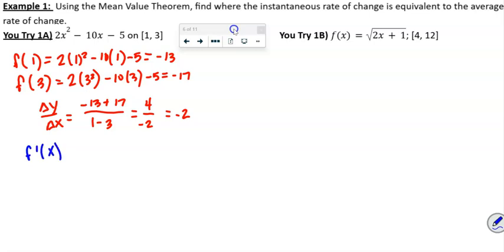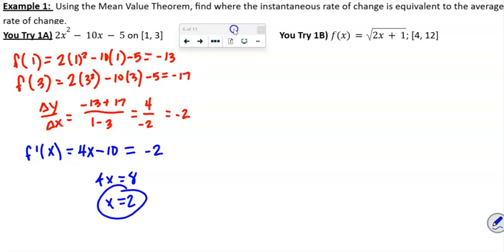And then again, we're going to take the derivative of this function, f prime of x. So the derivative of 2x squared is 4x. The derivative of negative 10x is negative 10. We're going to set that equal to our negative 2. We're going to add 10 to both sides. So that's going to be 4x equals 8. And divide both sides by 4. So x is going to be equal to 2 here.